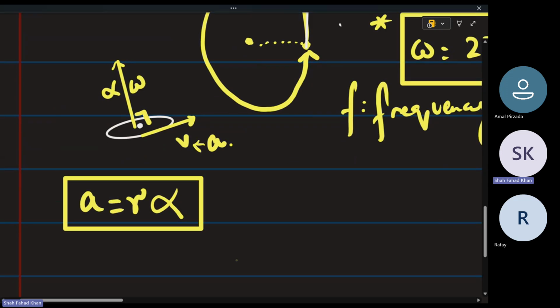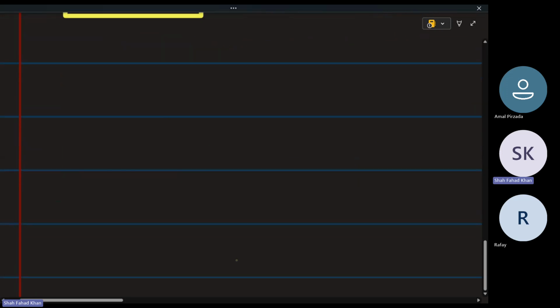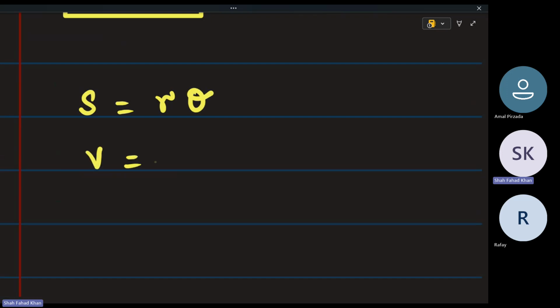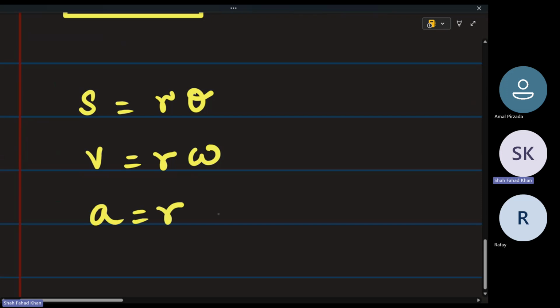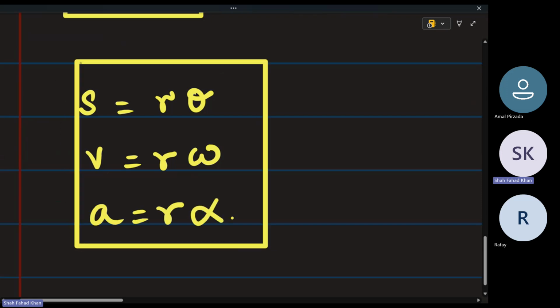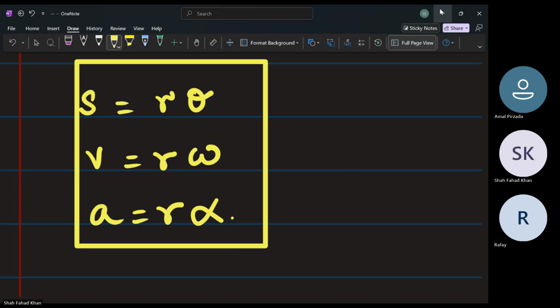So the relationship between linear and angular quantities: s equals r theta, remember that's the first relationship. v equals r omega, that's the second relationship. a equals r alpha, that's the third relationship. In all three of them, you can see that it's only the radius that is the common quantity.